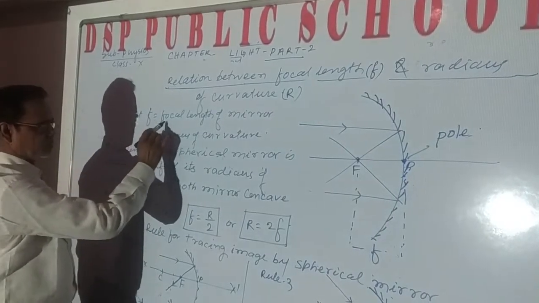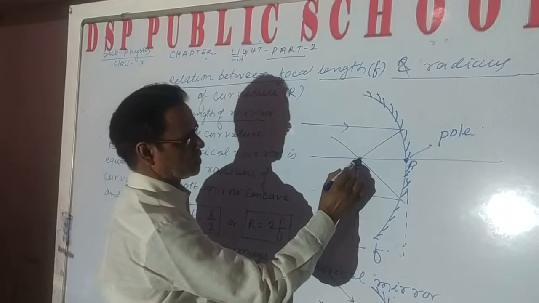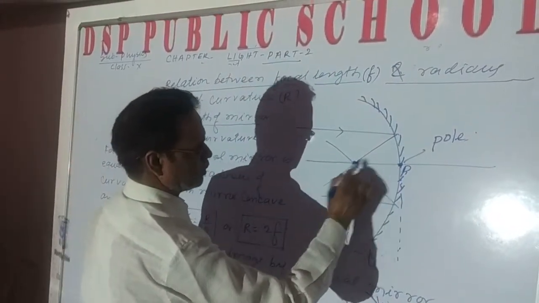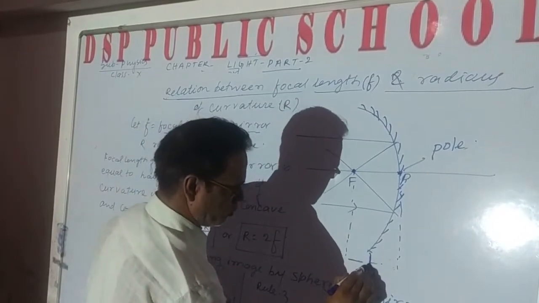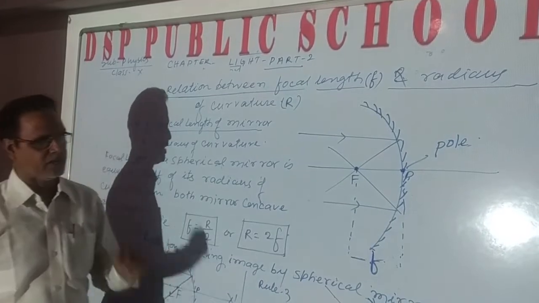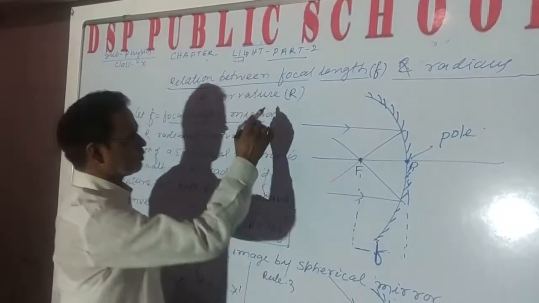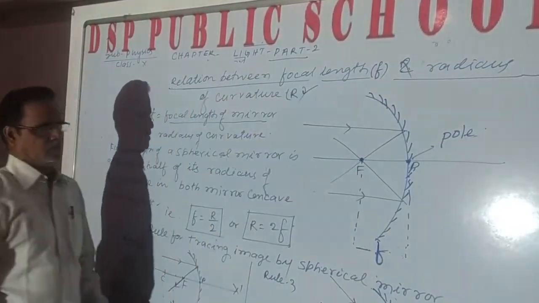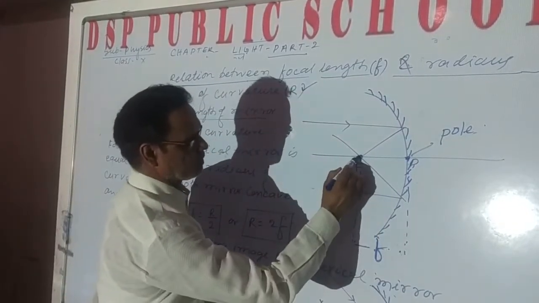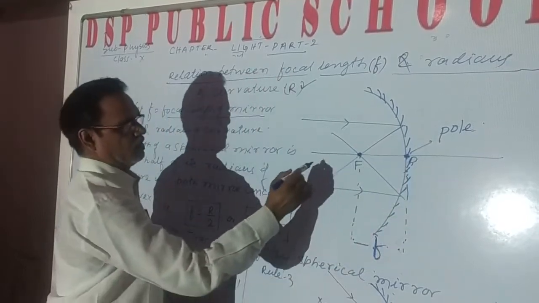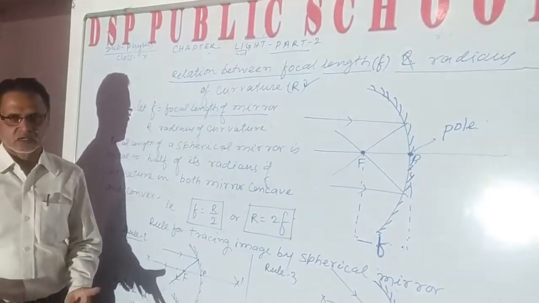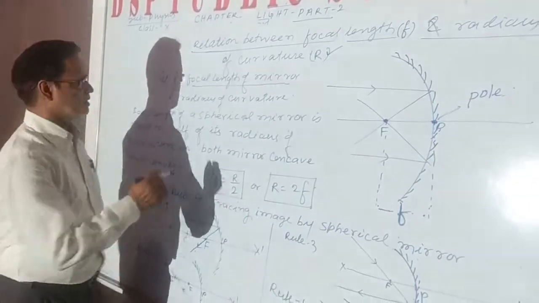Let f be the focal length of the mirror. This is the focus. ये फोकस है. And the distance between pole and the focus is called focal length. It is denoted by a small f, and radius of curvature is denoted by r. So this is the focal length, distance between pole and the focus, or the radius of the hollow sphere is called radius of curvature. Already it has been defined.